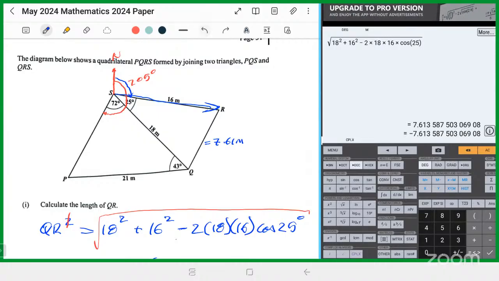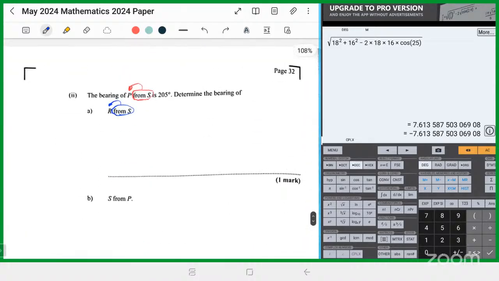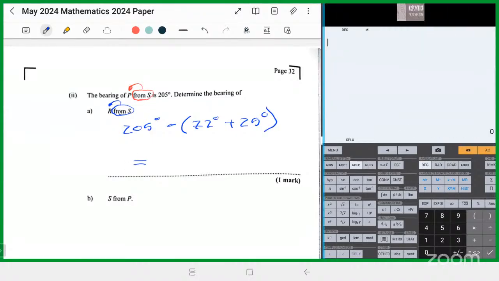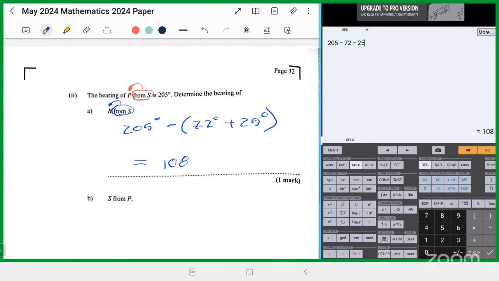So that's what it's going to be based on this diagram. Just straight calculation. That blue angle will be 205 degrees minus the 72 degrees and the 25 degrees, and that will be the answer. If it comes out less than 100, you have to put 0 in front of it. So it's 205 minus 72 and minus 25. It's 108 degrees. That's the bearing of R from S.